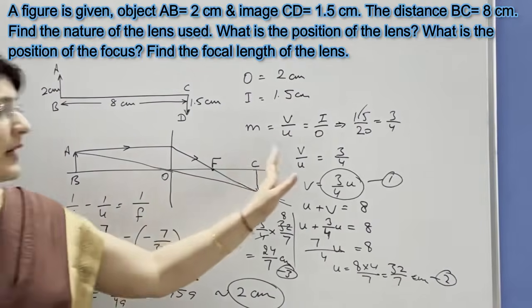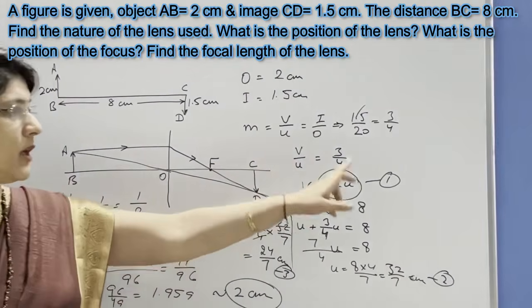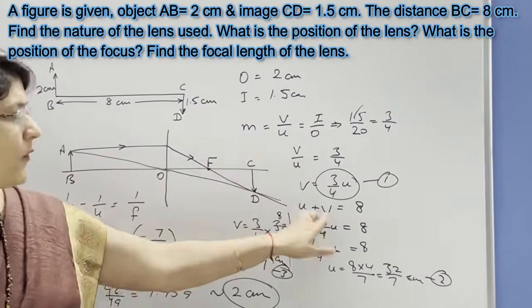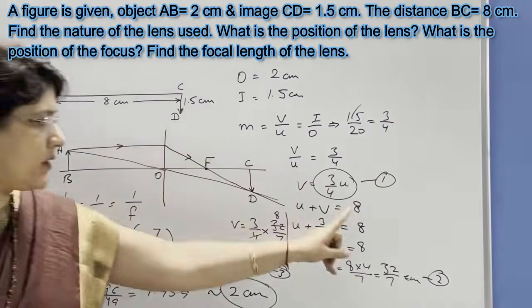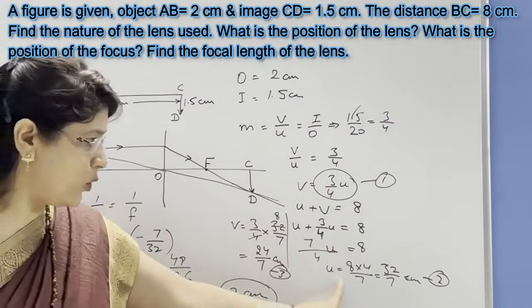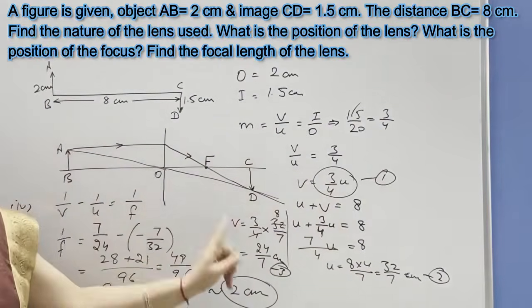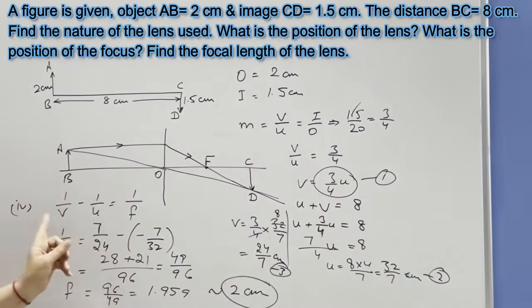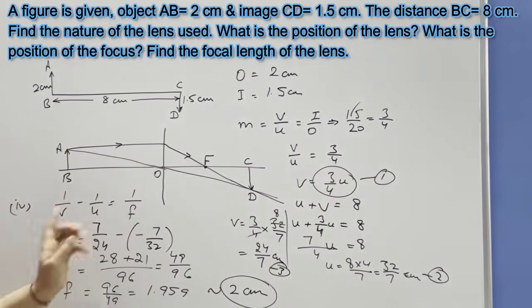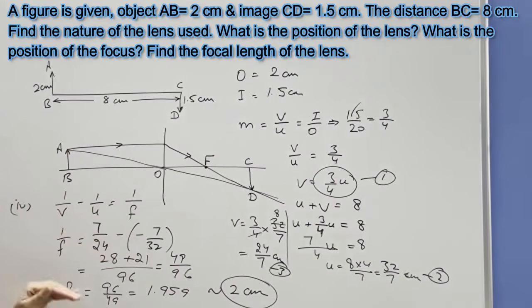First we have to find the value of V in terms of U. Then the total value of U plus V we know is 8. Then we can find the value of U here. Then substitute this value of U here, and then we find the value of V. Then substituting this value of V and U in the lens formula, we will get the value of F in this case.